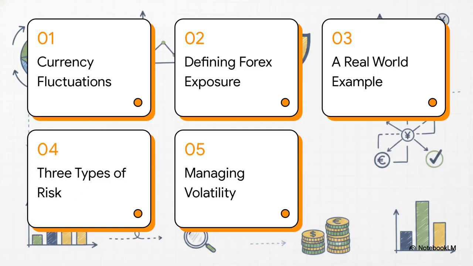So here's our roadmap for today. We'll be covering 5 key areas. First, understanding currency fluctuations. Second, defining foreign exchange exposure. Third, a real-world example. Fourth, 3 types of risk. And finally, managing forex market volatility.